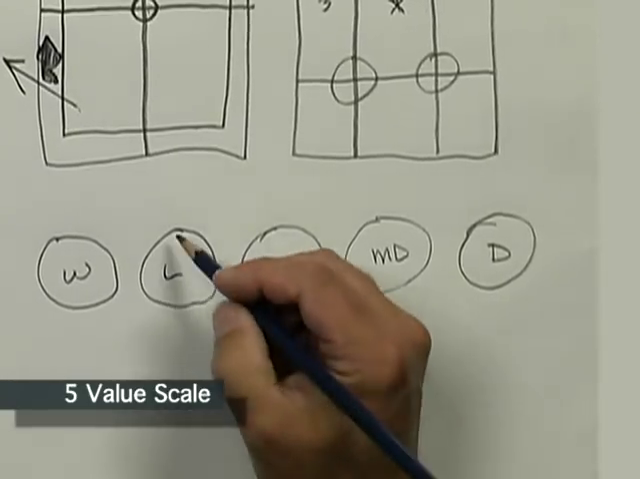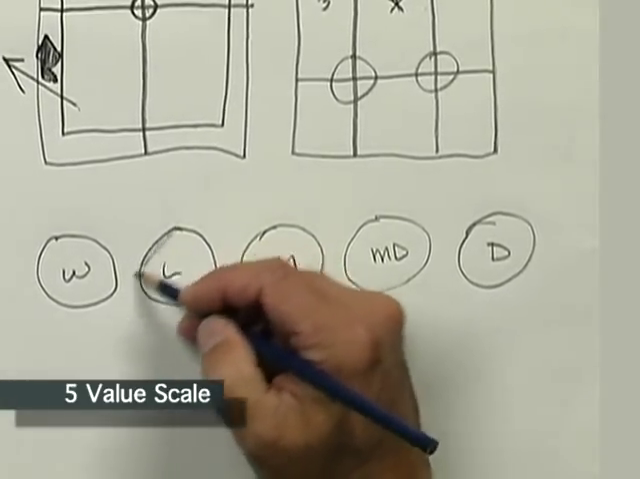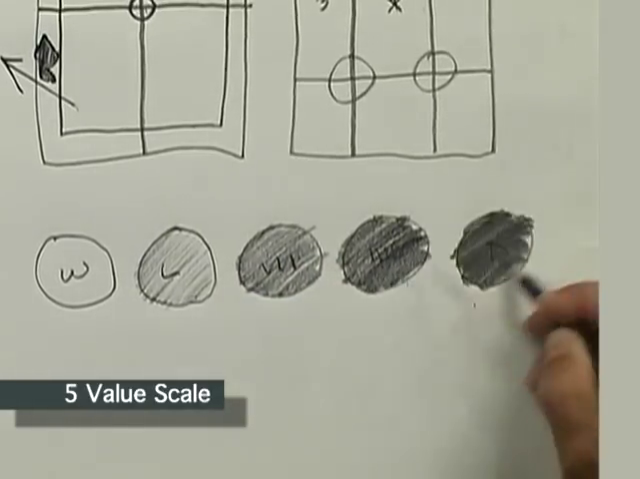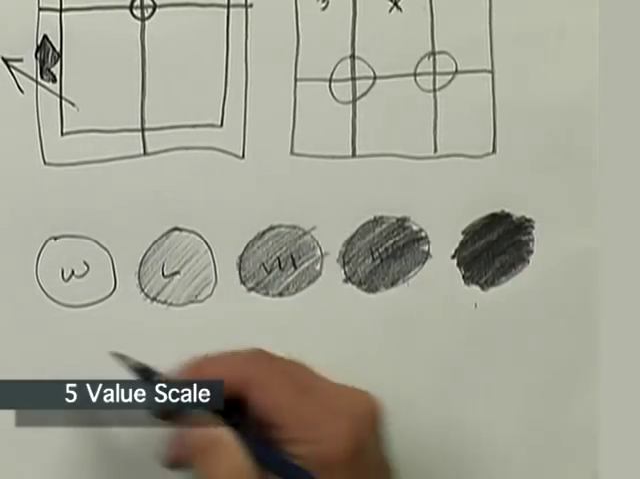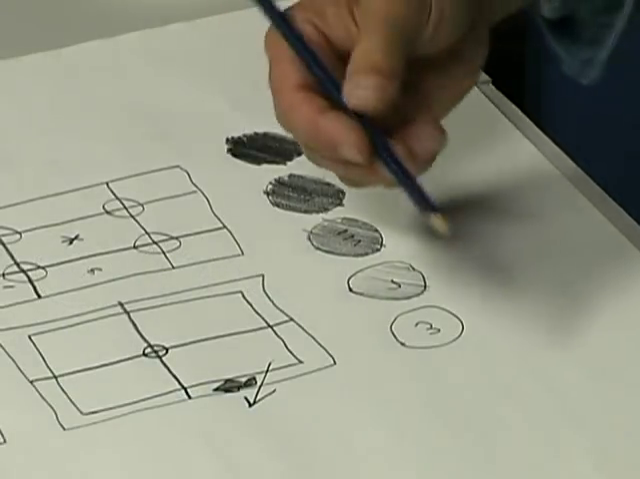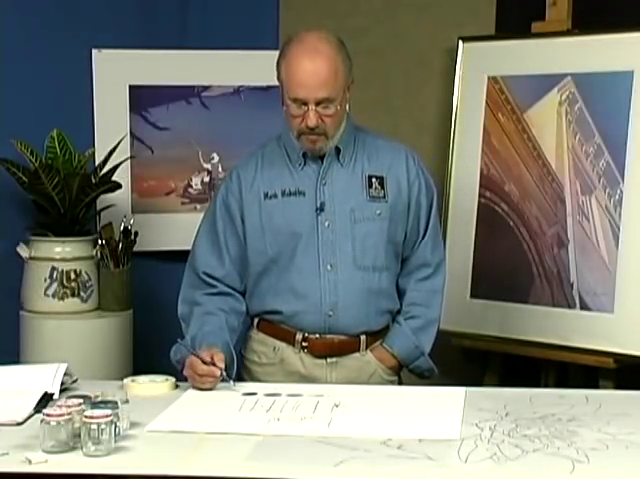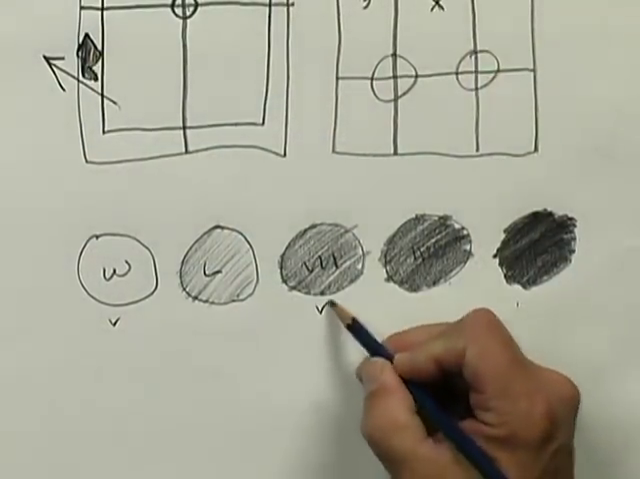These 5 values, and let me just take a minute and actually shade those in. Light, medium, medium dark, and very dark, or black. I try to describe all of the shapes in my composition using these 5 values. It's sometimes necessary in very complicated compositions or with beginning students to only use these 3.